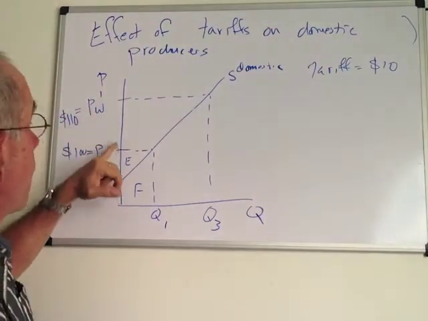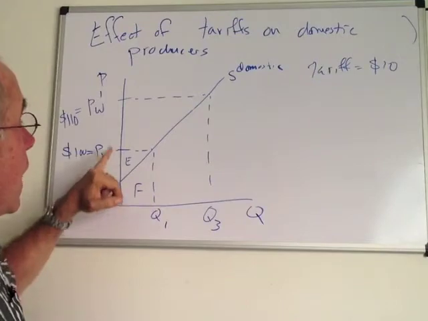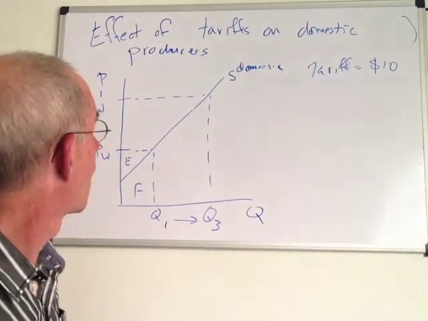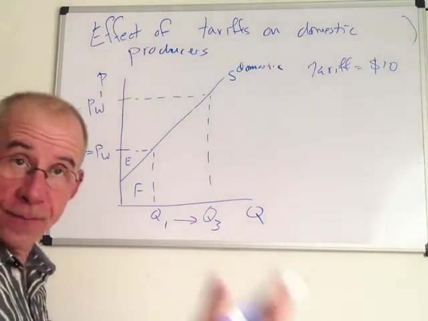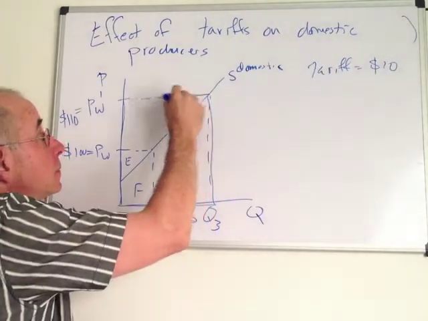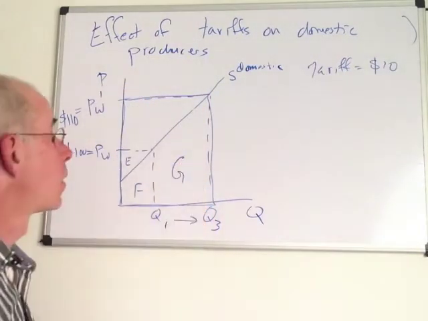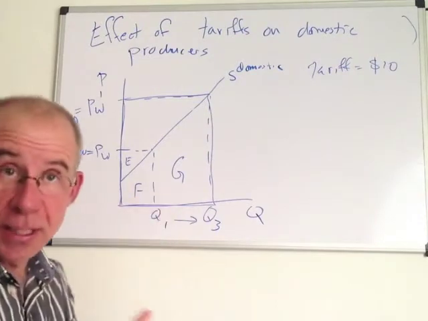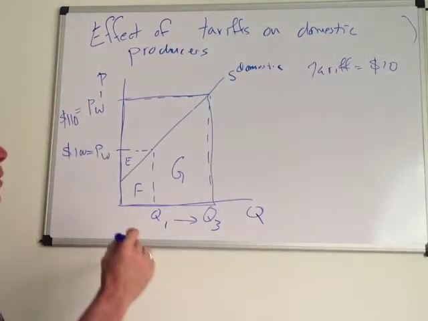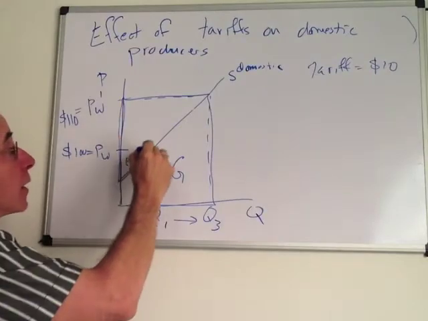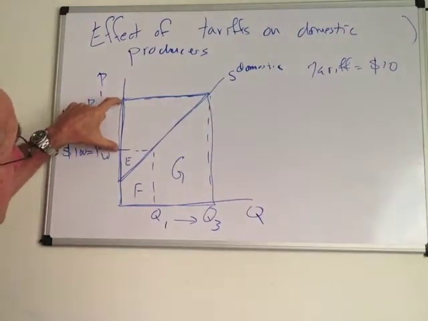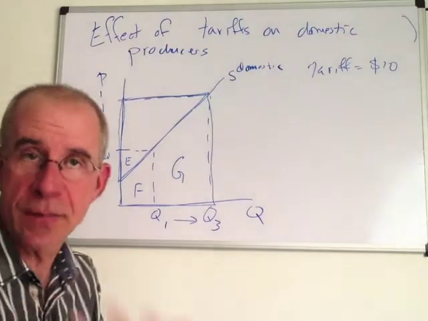So the increase in the price from 100 up to 110, which is obviously not drawn to scale, is going to increase the domestic production from Q1 to Q3. And the revenue that firms now receive is going to be price times quantity. It now costs F plus G to produce these goods. And the producer surplus is this entire triangle. So we've had an increase in producer surplus of this area as a consequence of the higher price associated with the tariff.